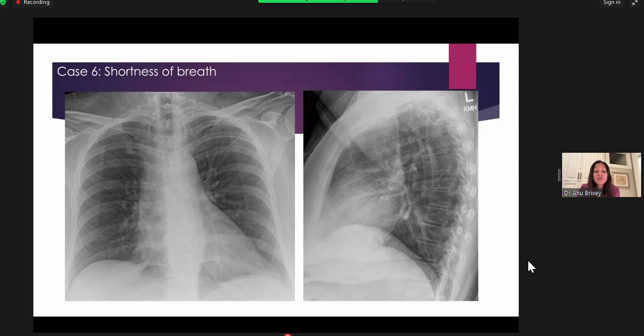So this is a patient that was presenting with shortness of breath. Now, when you look at this radiograph, it looks pristine, right? This looks like a normal chest radiograph. And if you're thinking that, then you are correct. This is a normal chest radiograph.